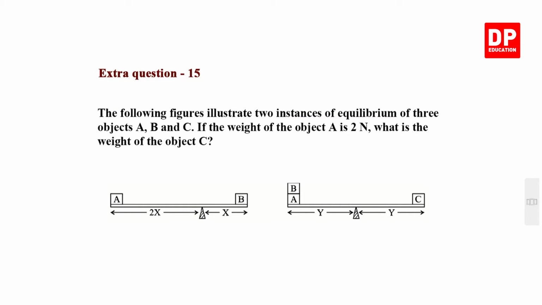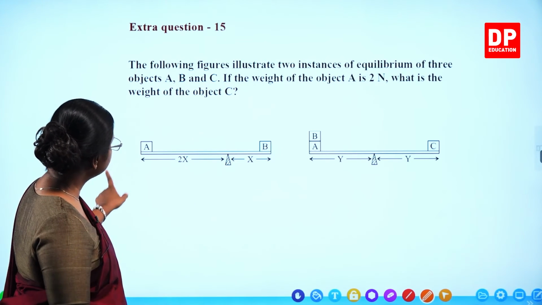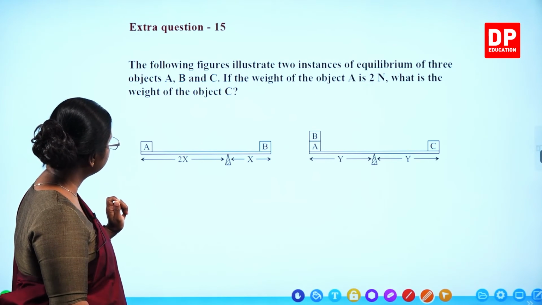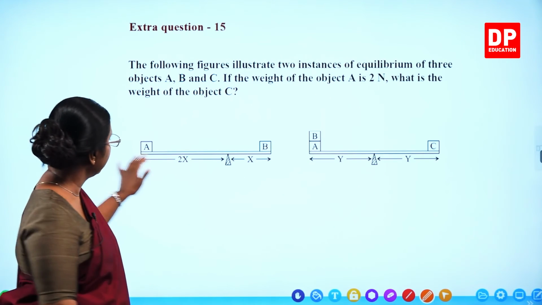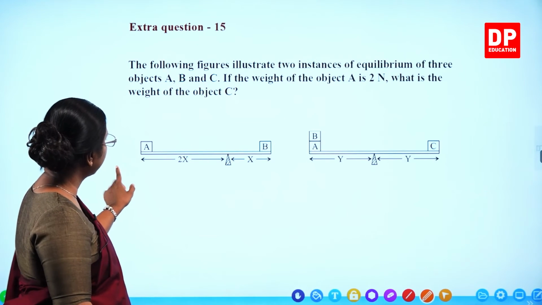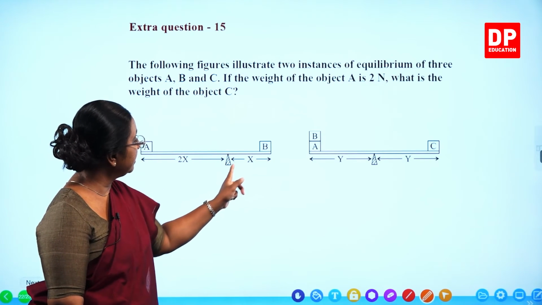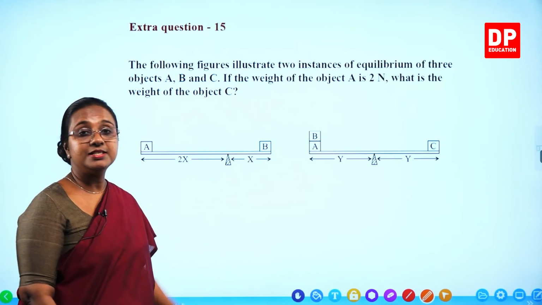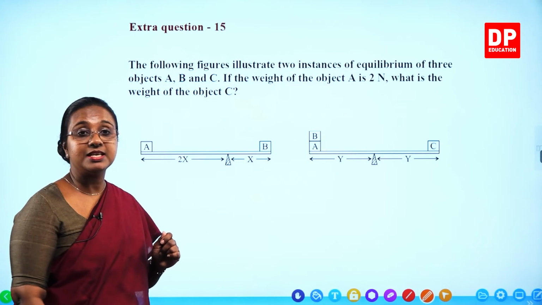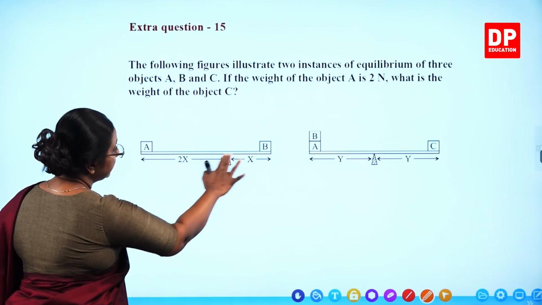Extra question 15. The following figures illustrate two instances of equilibrium of three objects A, B and C. So, you can see in the first diagram, object A is at this point and B is there, and there is a plank that has been supported by a support, and you can see the distances between this point and A, it's 2x, and B and the midpoint is x. B and the support, it is x. So from this diagram, you all can get an idea. You can see it is at equilibrium.